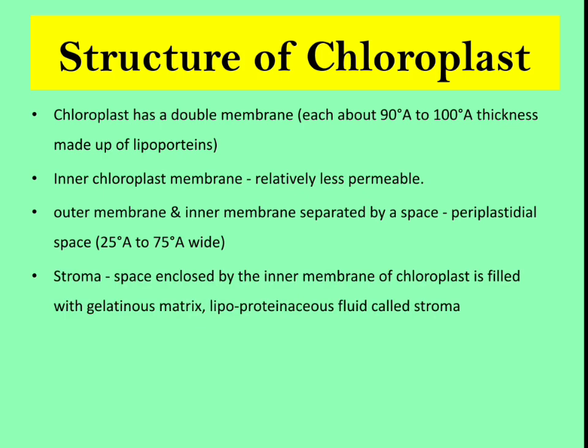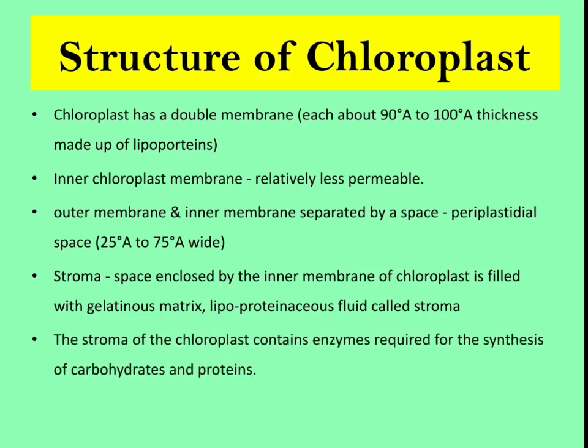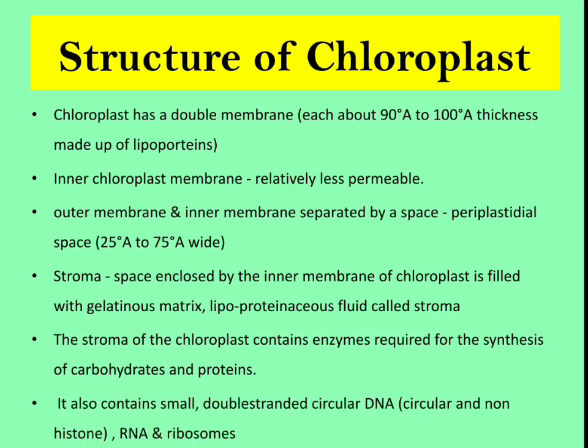Inside you have the stroma. The space enclosed by the inner membrane of the chloroplast is filled with gelatinous matrix, lipoproteinaceous fluid called a stroma. The stroma of the chloroplast contains enzymes required for synthesis of carbohydrates and proteins. It also contains small double-stranded DNA, which is circular and non-histone, and also contains RNA and ribosomes.